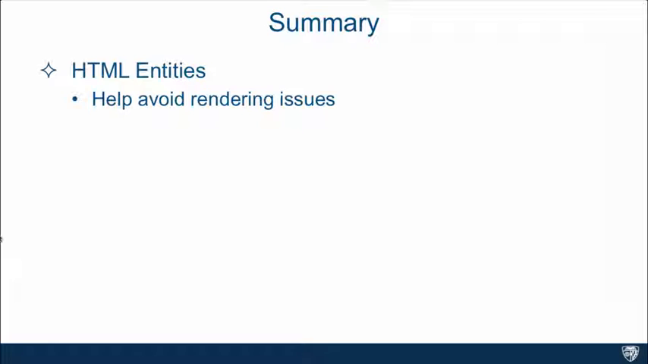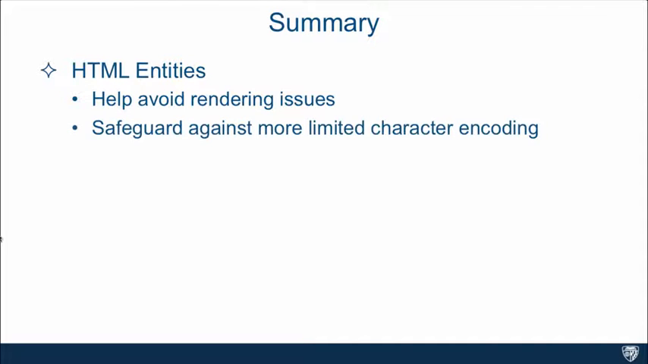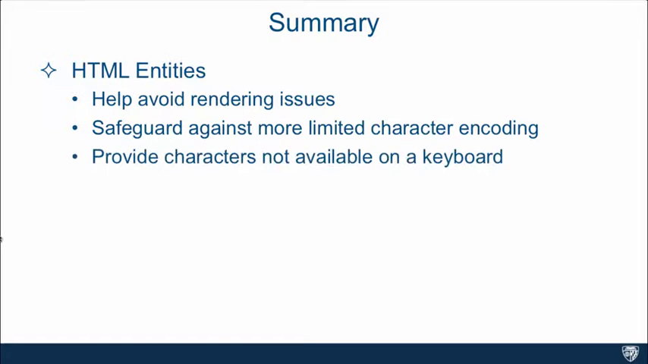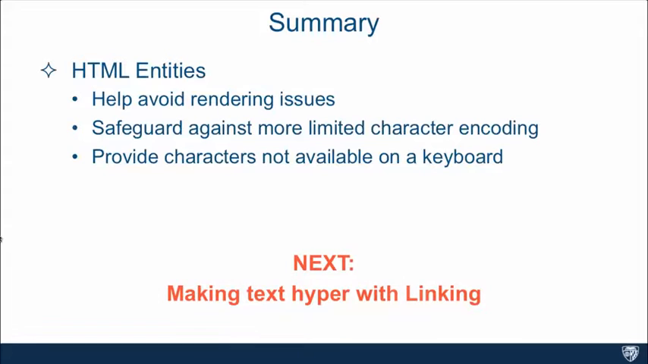So in summary, we looked at HTML entities, and they help avoid rendering issues, especially with those three characters that HTML can try to render instead of treating as content. We also saw that sometimes you could safeguard with these HTML entities against more limited character set encodings. And you could provide characters not available on the keyboard. For example, we provided the copyright character at the end of the document. That certainly is not on any keyboard that I've seen, but you could still display that character using an HTML entity. Next, we're going to talk about making text hyper with linking.